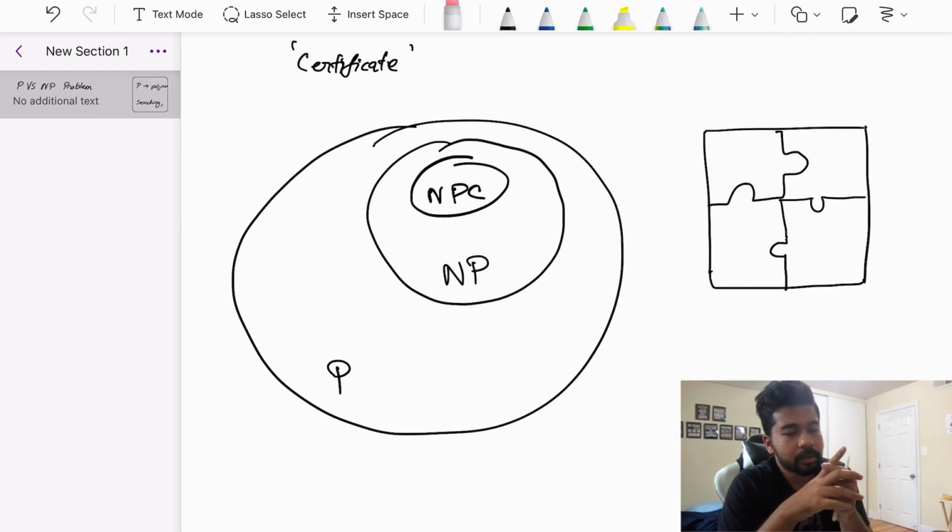Anyways, the point is that several of the problems which we see on a day-to-day basis are actually NP complete. And if we were able to prove P equals NP, then that basically means we would be able to solve all these problems in NP in P time, right? Polynomial time.